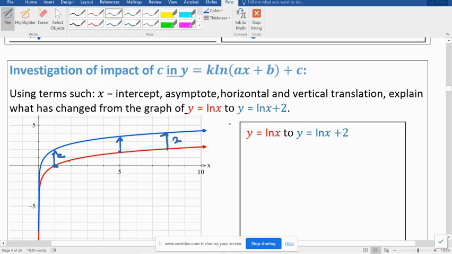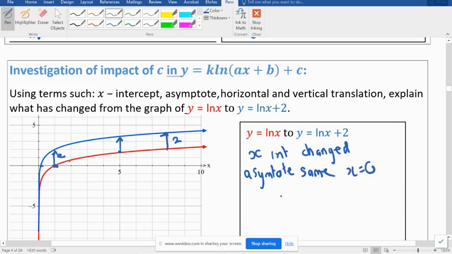So using such terms as x-intercept, asymptote, explain what's changed. So in this case here, the x-intercept has changed. Okay, I'm not sure what the new value is. There it is over there. Not sure what that is, but we'll leave it. X-intercept has changed. The asymptote is still the same because you're just moving up, aren't you? Asymptote same at x equals 0.